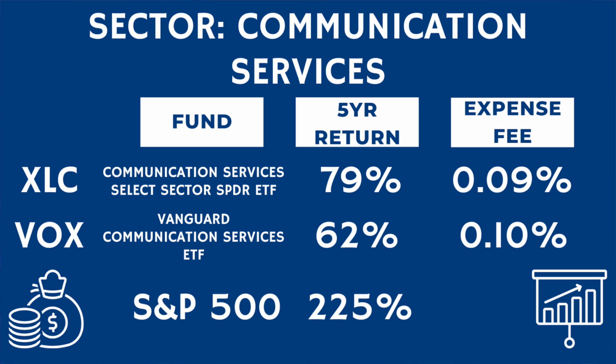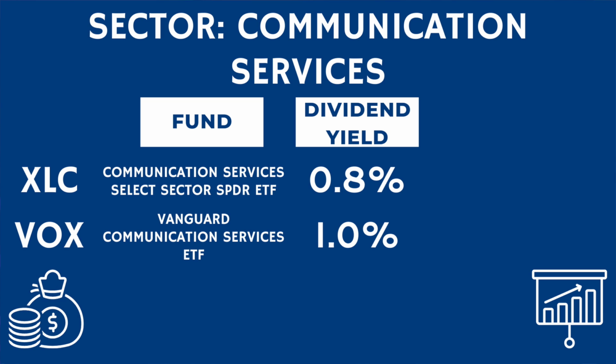In terms of expense fees, XLC has an expense fee of just 0.09%, with VOX having an expense fee of 0.1%, so both very low-cost options. Both ETFs do have a mix of high-yield stocks and growth stocks, but the yields aren't that big, with XLC having a dividend yield of just 0.8% and VOX having a dividend yield of 1%.